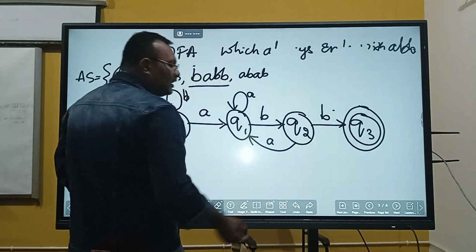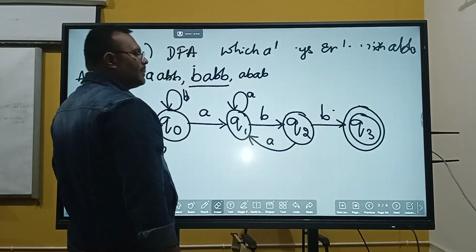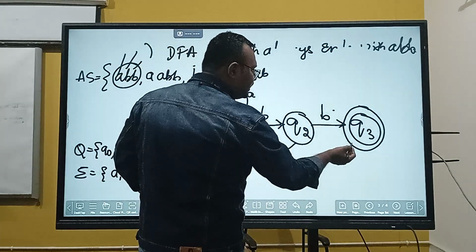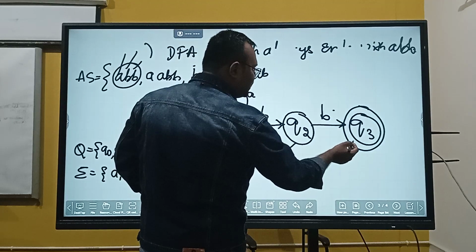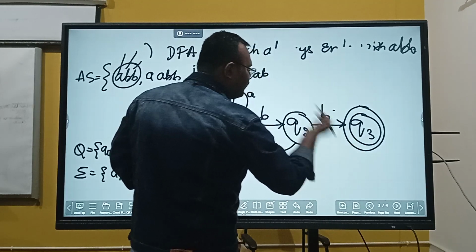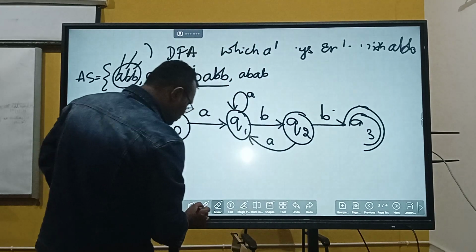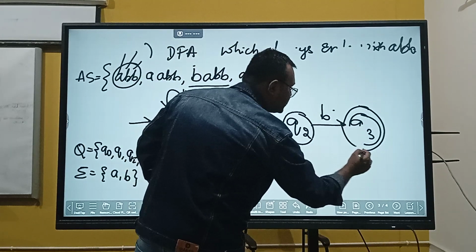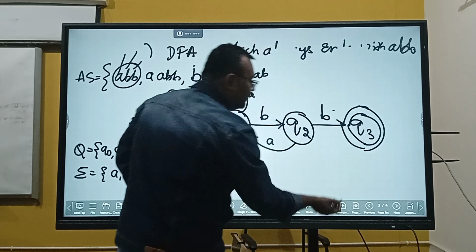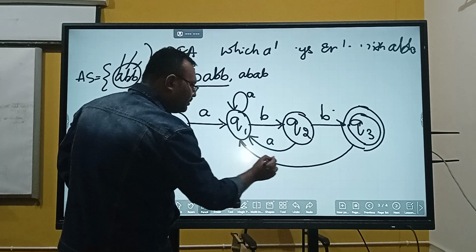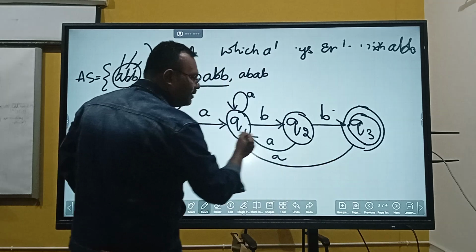Next, we are at the state Q3. So in Q3, if it is taking A, where should it go? It should always end with ABB, no? It should go here. See, I am in state Q3. If it is taking A, it should go here. Why? Because it has to end with ABB.